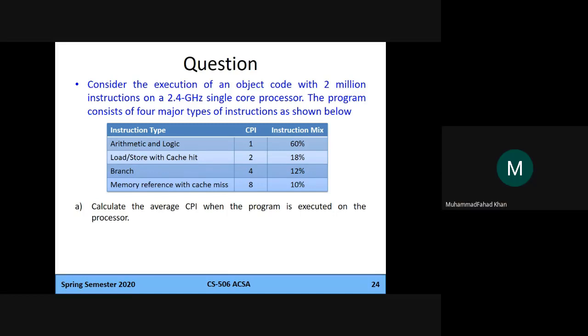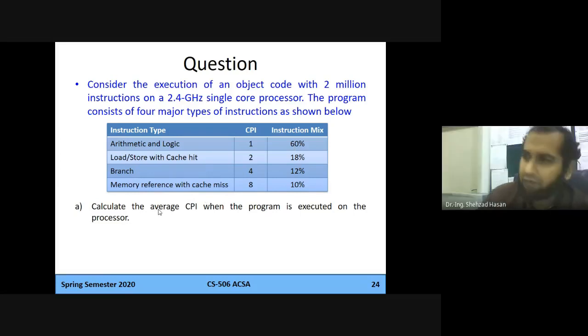The average CPI: we have been given the total number of instructions, and from the percentage we can get the exact number of instructions that are being executed. For example, 60% of 2 million would be some value, and that would be multiplied by CPI. And then we will add all of them to get the average CPI. Okay, good. So that's simple.